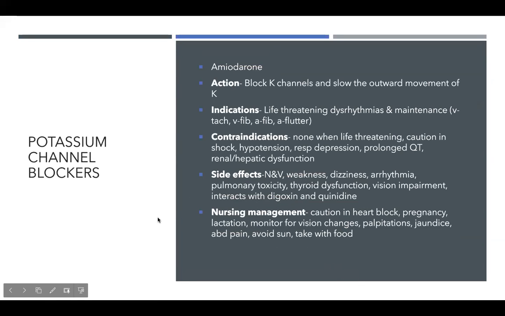For potassium channel blockers, the most common one is amiodarone. This works by blocking the potassium channels and slowing the outward movement of potassium from the cell. So indications for this are life-threatening dysrhythmias and maintenance for VTach, VFib, AFib, and A-flutter. It's going to be contraindicated when the dysrhythmia is not life-threatening.